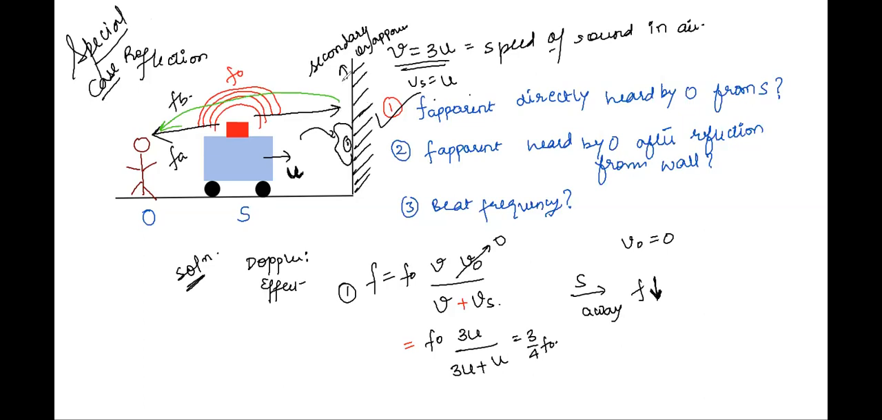For this wall, would the frequency of the sound being received increase or decrease if the vehicle is coming towards it? I will repeat. If the source is coming towards the wall and the wall is a living creature, what will this wall feel? Is the frequency increasing or decreasing? Yes, frequency is increasing for the wall.